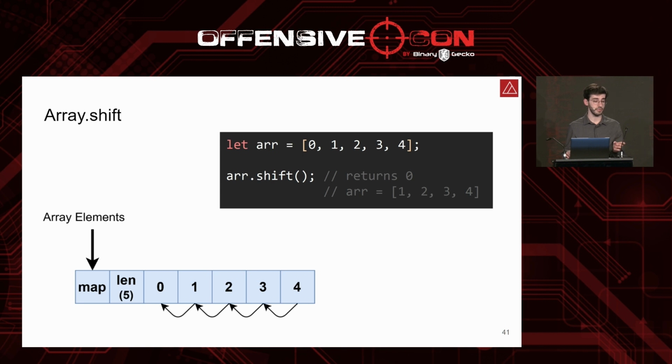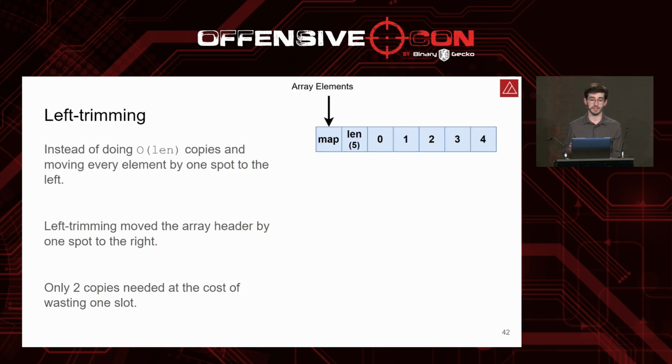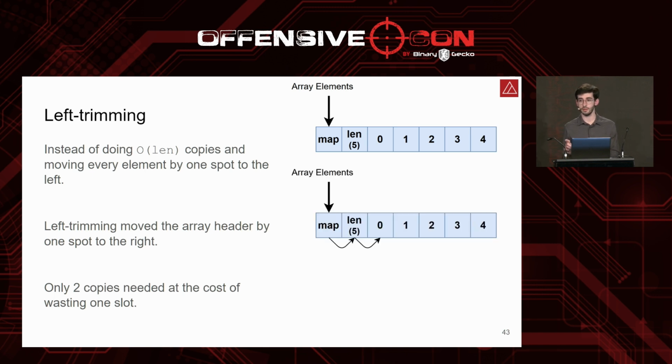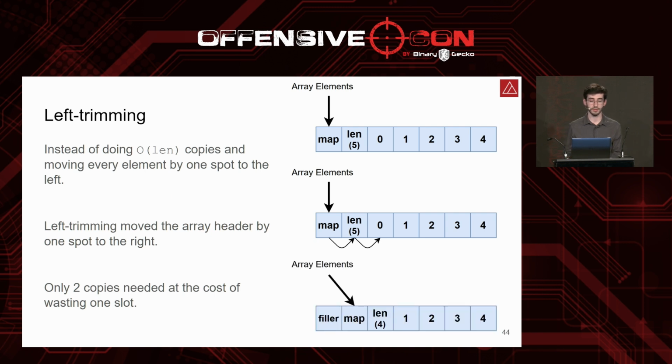On the JavaScript heap, the element array looks like this. It's just a map, a length, and then the elements. So conceptually, shift just copies over all the elements by one slot to the left. A naive implementation of this would be of linear time complexity. So the idea of left trimming is that instead of copying all the elements by one slot to the left, we can just copy the array header by one slot to the right and update the pointer to point one step forward. So we end up with the same view of the array, but this can now be done in constant time.